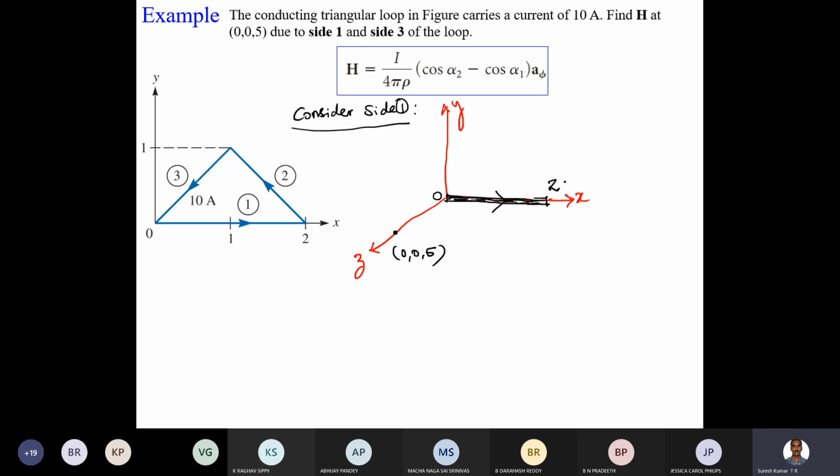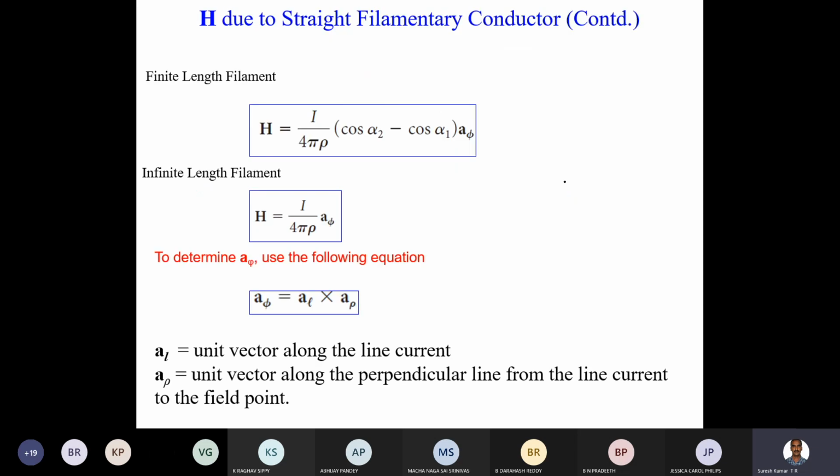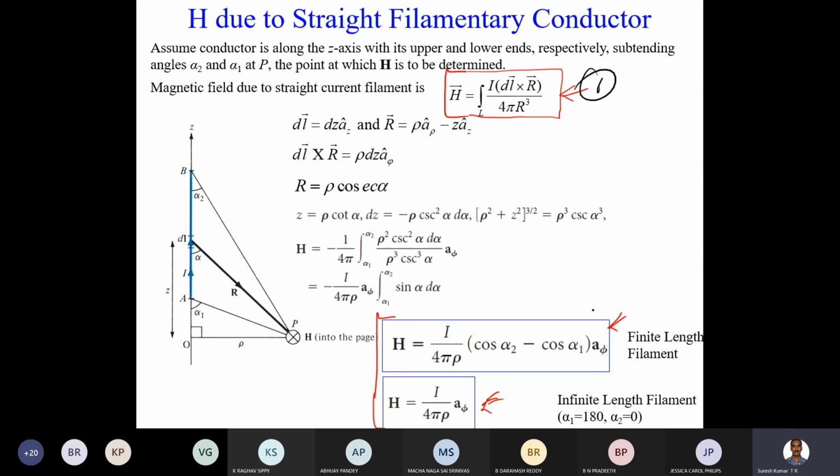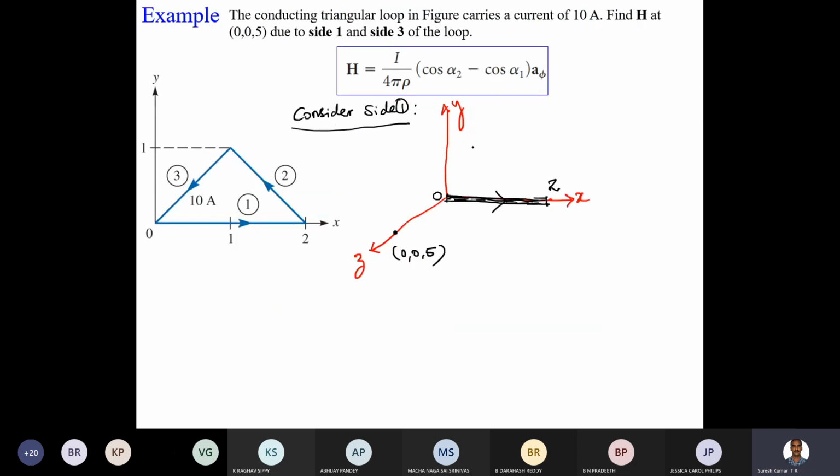Now, out of the three formulas, this general formula and the others, we have no need to go with the general formula, because the length of the current element is finite. So you can use equation 2, which is already written on this slide. Now you need to calculate rho, alpha 2, alpha 1. So you need to calculate cos alpha 2, cos alpha 1, and phi. Also you need to calculate rho. Then the problem will be completed.